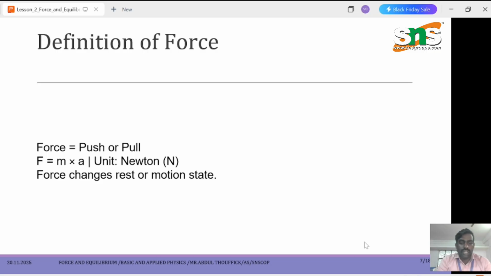So let us move into the core theory. A force is a push or a pull. It is calculated as F equals m a, mass into acceleration. Force is equal to mass and acceleration, and the unit is Newton. Force can change the state of rest or motion. This is the foundation of movement therapy.